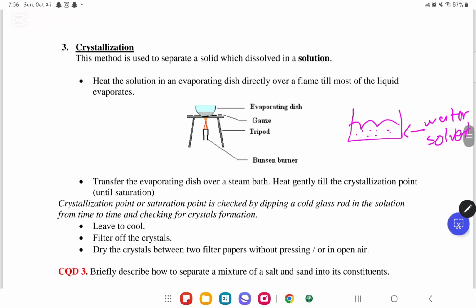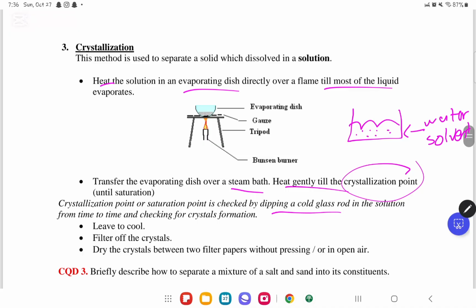So they told us the process. You heat the solution in an evaporating dish directly over a flame till most of the liquid evaporates. After that, you put it in a steam bath and then gently heat till the crystallization point is reached. What's the crystallization or saturation point, and how do you check it? It is checked by dipping a cold glass rod in the solution from time to time and checking for crystal formation. The crystallization or saturation point is the point at which crystallization starts, or crystals form.